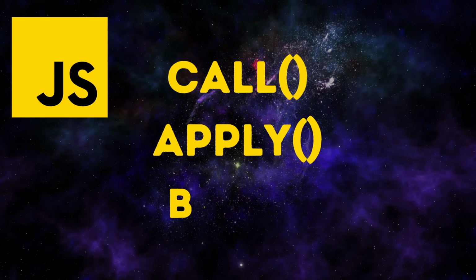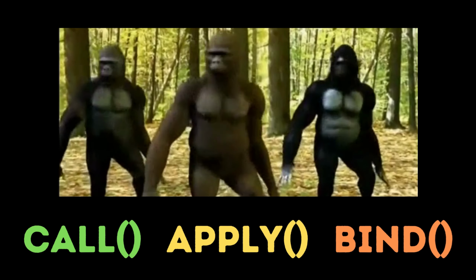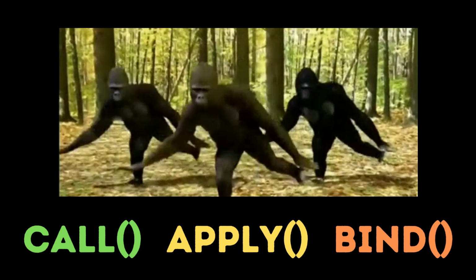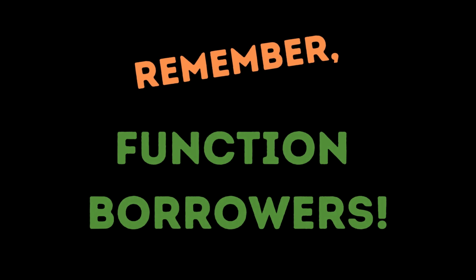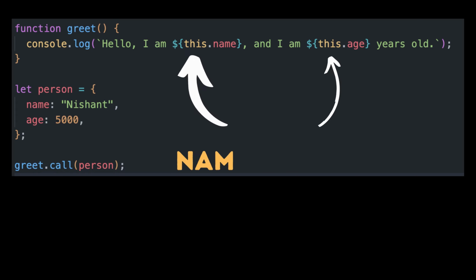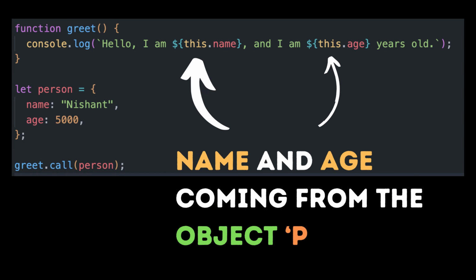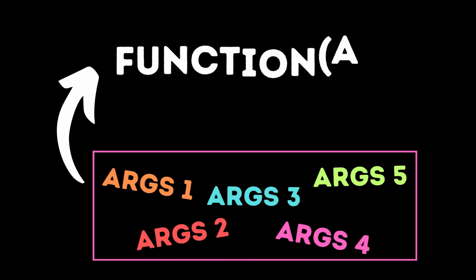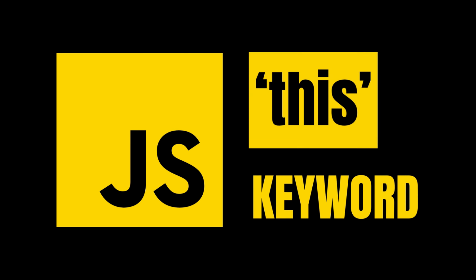Call, apply and bind. Call, apply and bind are three methods that can be used to manipulate the context and arguments of a function. We can control the value of this which we get from the parent context. This can make methods reusable. But before learning these, check out my video on this keyword.